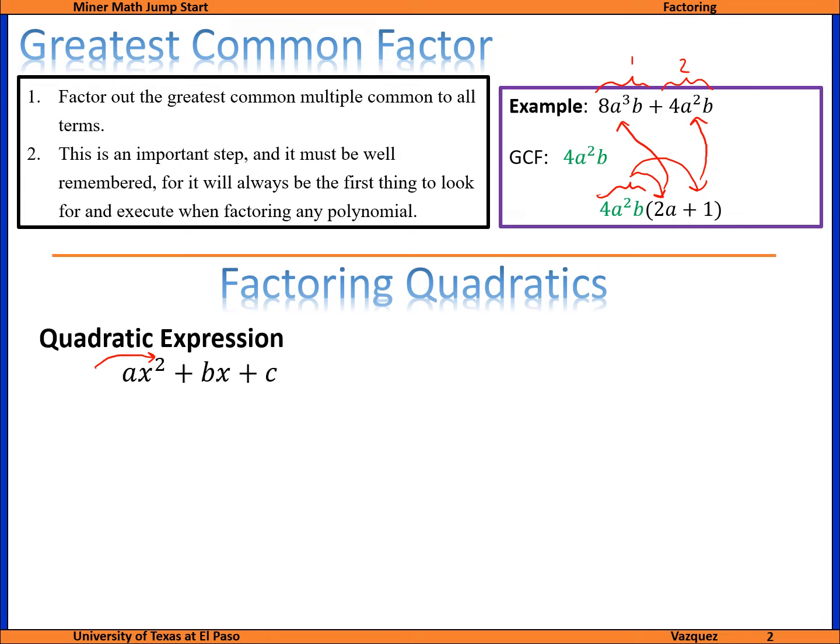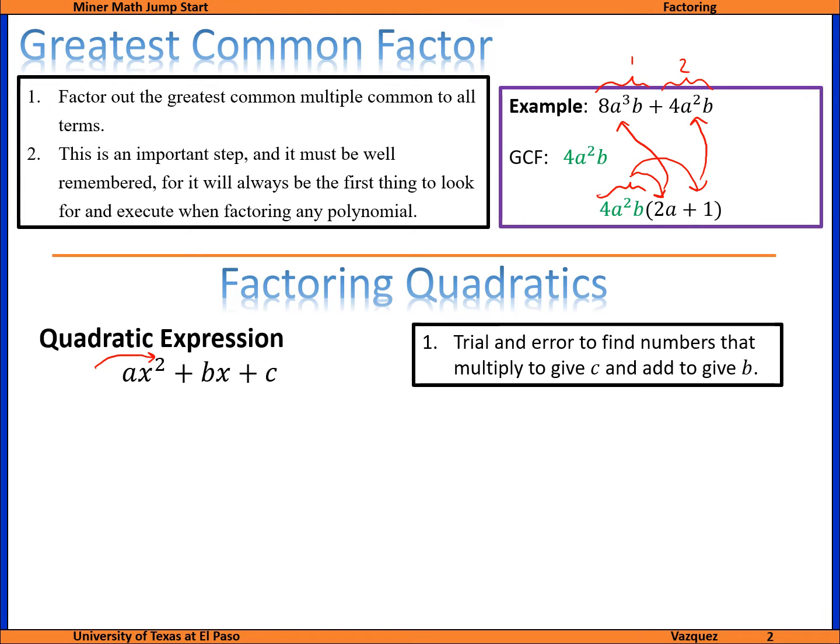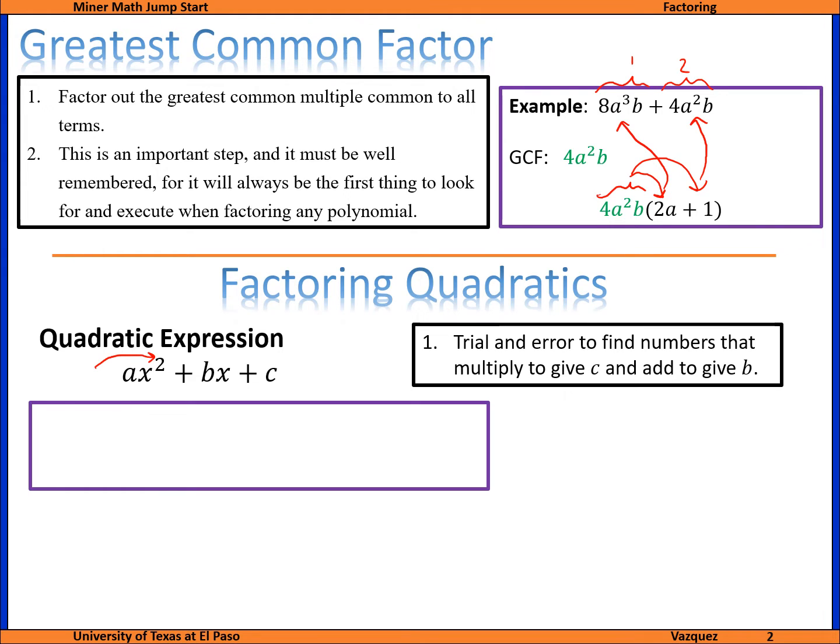Now, this is the way I've done it. My whole life I've gotten my degrees in math, and it's always worked. Trial and error. What do we do with trial and error? We've got to find numbers that multiply to give us c and add to give us b. So what's that going to look like?